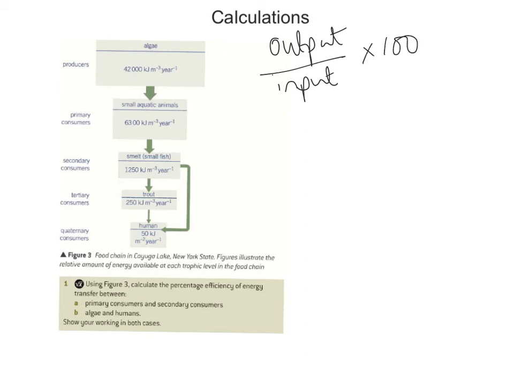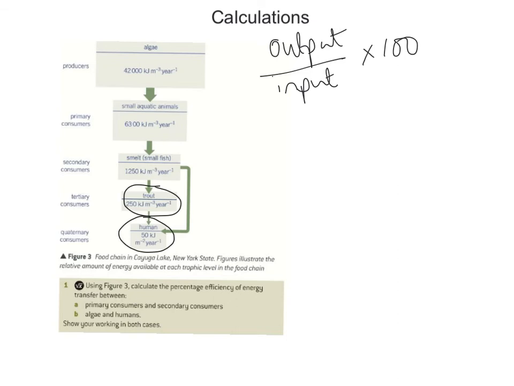So just to give you a worked example, okay, this is actually in the main AQA textbook, but just to make life easy for you, I've just taken a snapshot of that and displayed it. If we want to calculate the percentage efficiency of the transfer of energy from the trout to humans, using that equation, you will get 50 kilojoules meter squared per year for the humans, divided by the 250 from the trout, multiplied by 100 to turn it into a percentage, gives you 20%.